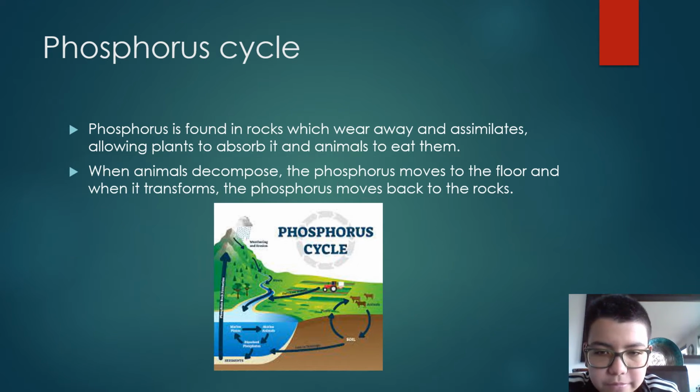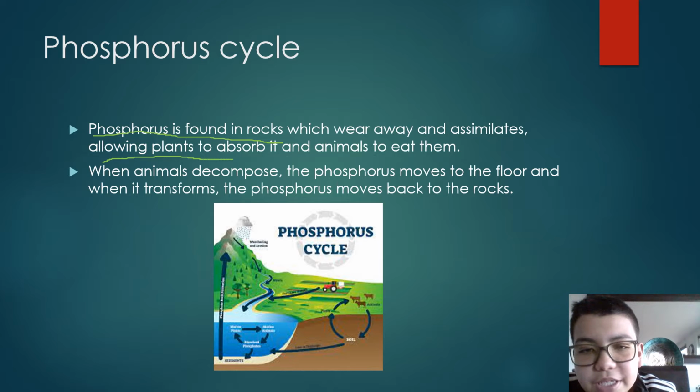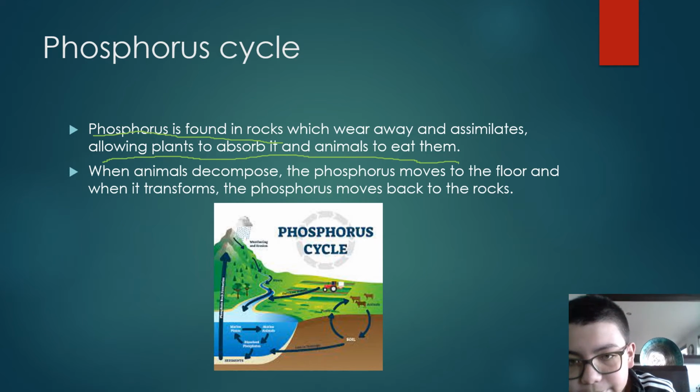So, important concepts. The phosphorus always is gonna be found in rocks. The rain is responsible to move the phosphorus to the soil. The plants absorb it and the animals eat them. Remember this information.